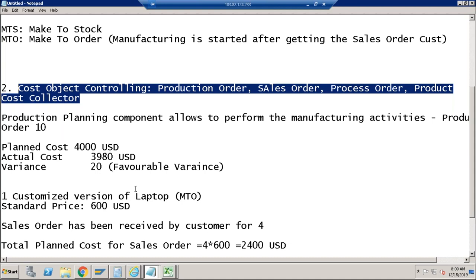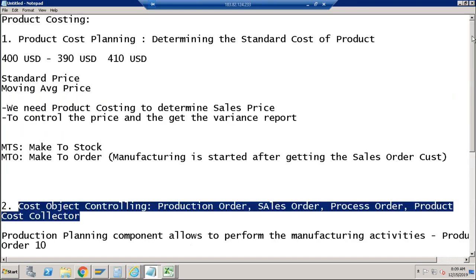Is the standard price the only price, or are there many other such prices? Normally when we are talking about product cost planning, this is only the standard price that we want to determine, only the planned price, no other price as of now. Okay, thank you.